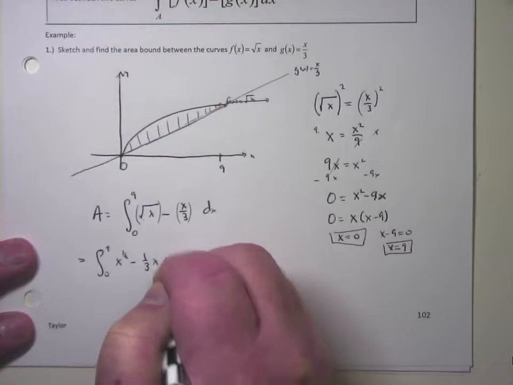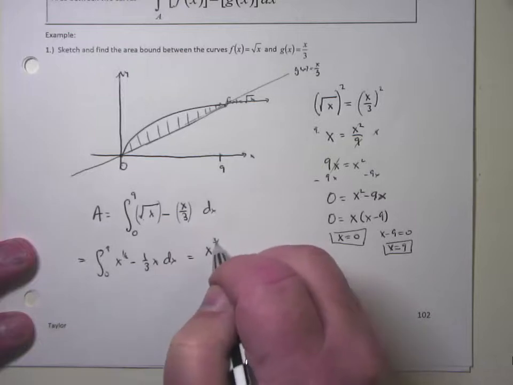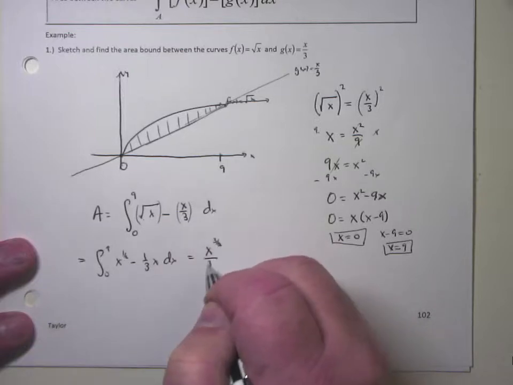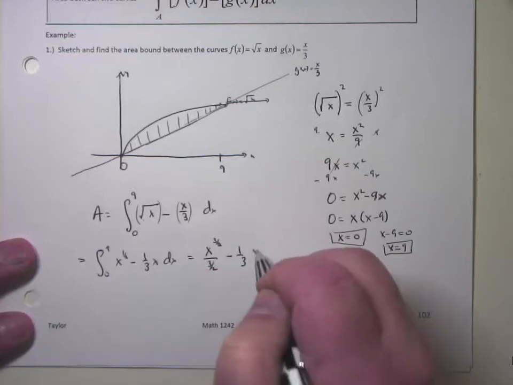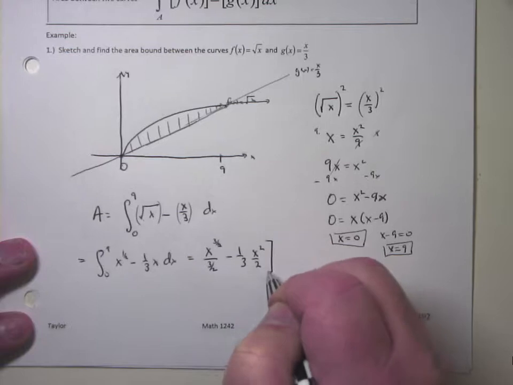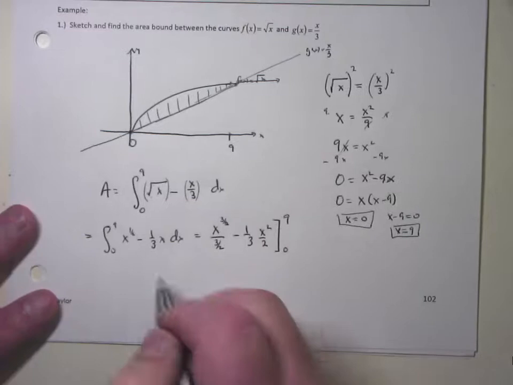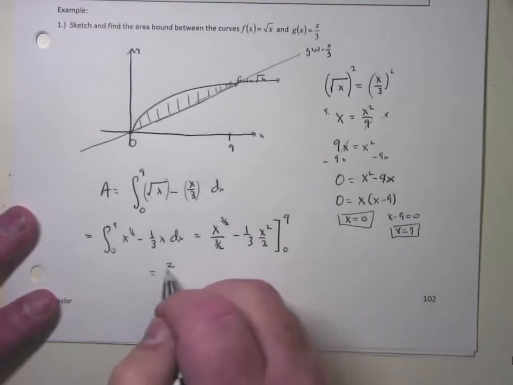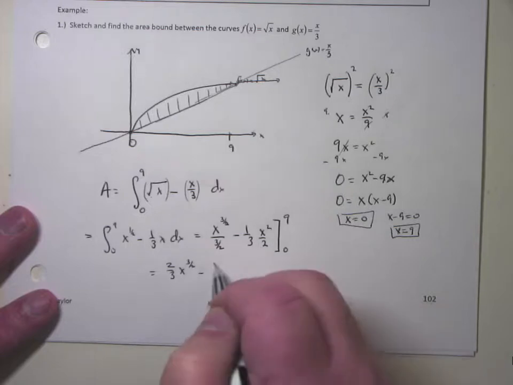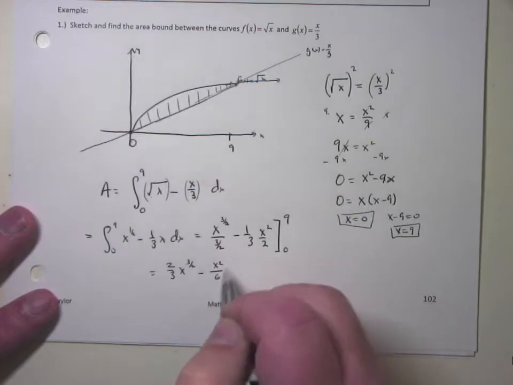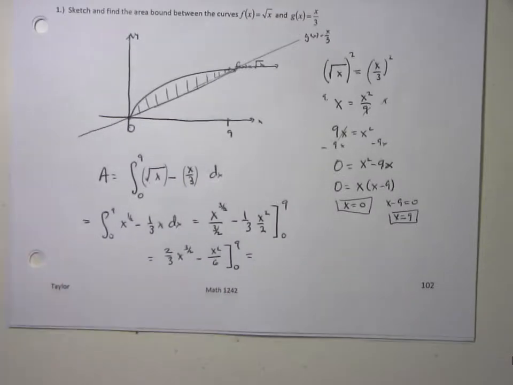So when I integrate x to the 1/2, add 1 over add 1, that'll be x to the 3/2 over 3/2, minus 1/3 is a constant, leave it alone, integral of x is x squared over 2. No plus c's on this thing because you got balance from 0 to 9. I'm going to clean this guy up. When I divide by a fraction, I invert and multiply. So this is 2/3 x to the 3/2 minus x squared divided by 3 times 2 is 6, evaluated from 0 to 9. And then according to the fundamental theorem of calculus, you plug in top minus plug in bottom.